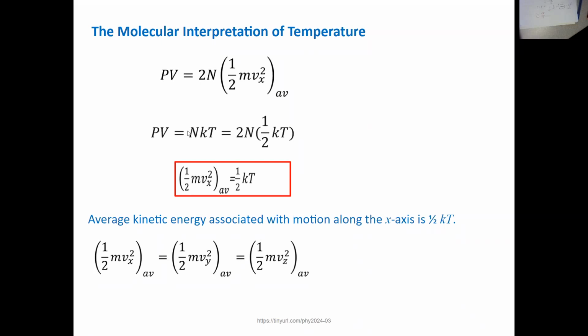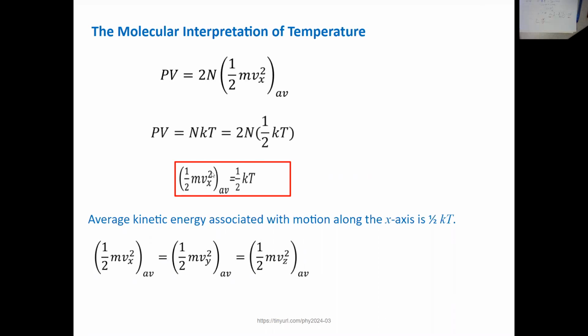Mimicking the 2m here by putting 2n here and then 1/2 in front of kT. So then PV is going to be equal to 2n times 1/2 kT, right? So then you compare these two expressions, it's easy to figure out that this 2n of 1/2 m vx squared average should be equal to this 2n of 1/2 kT, right? So then 1/2 m vx squared should be equal to 1/2 kT, right?